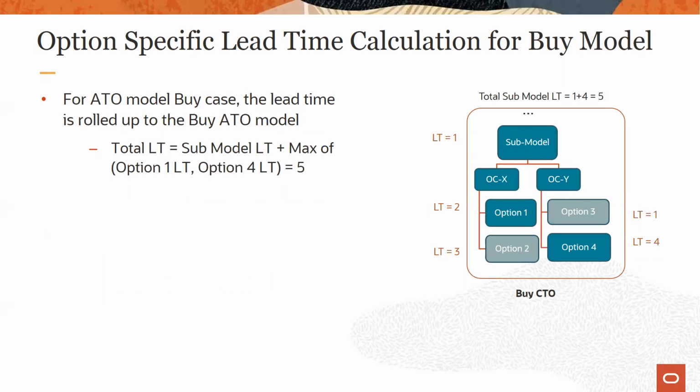In a similar fashion, for a purchased CTO model, the total lead time would be the sum of the lead time of the purchased model as well as the maximum lead time of the selected option items. So in this case, it would be a total of 5 days, which includes a 4-day lead time for the selected option item added to the 1-day lead time of the purchased CTO model item.